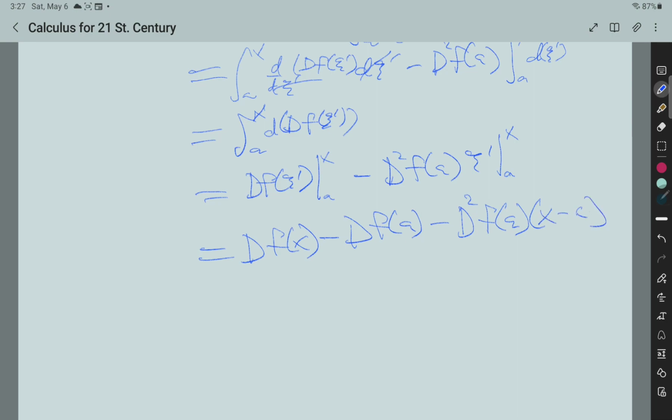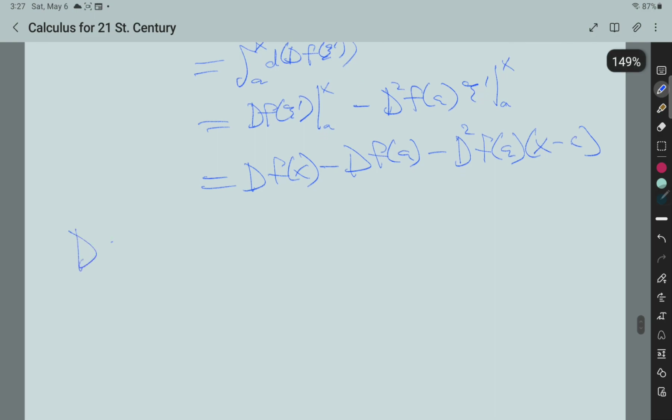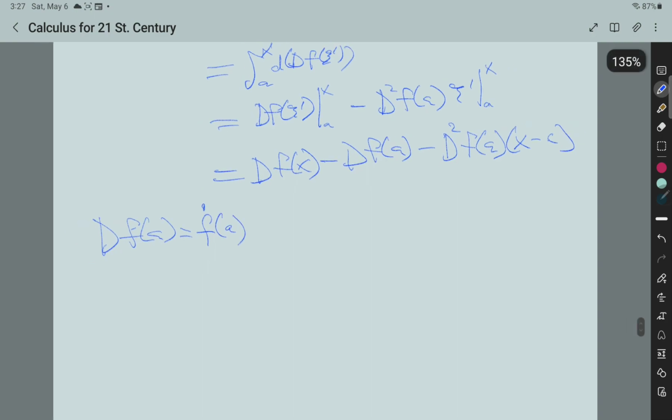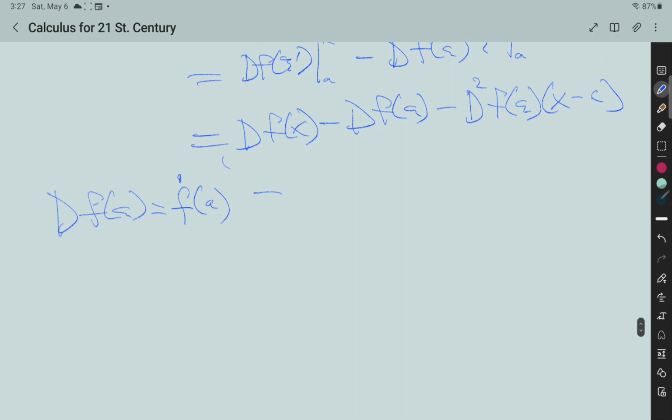Okay, and remember that d on a function that is being evaluated at the point a, a constant point a, is equal to f dot a. Okay, so this becomes d f of x minus f of a, minus d squared f of a, which is going to be f double dot of a times x minus a.